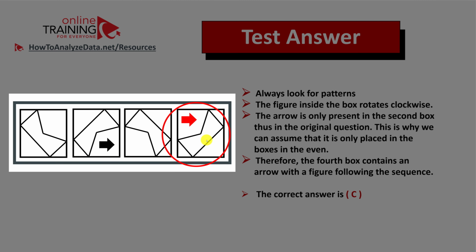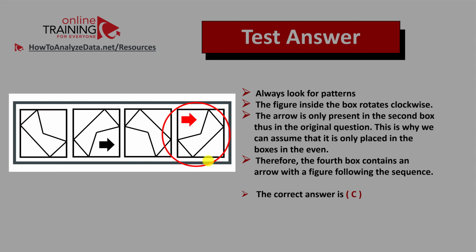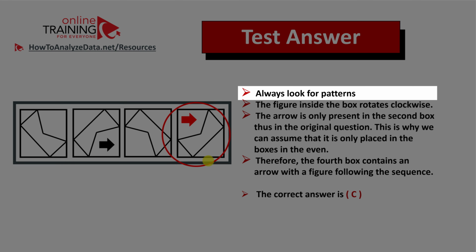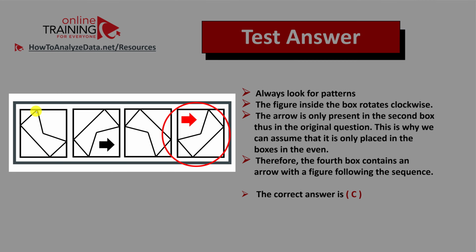And here's the answer. The 4th box in the sequence is now populated. But let's go through the logic and rationale so you would know how to answer similar questions in the test. Number 1 tip, and always a tip, is to always look for patterns. So what you see is that the figure inside rotates clockwise.